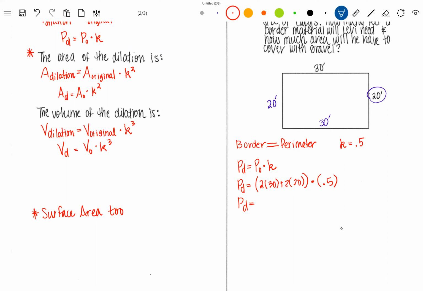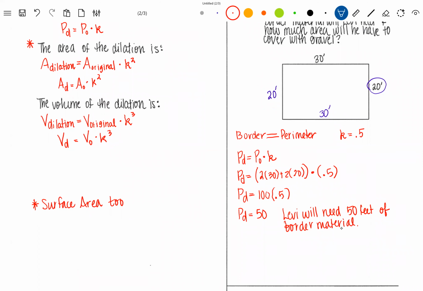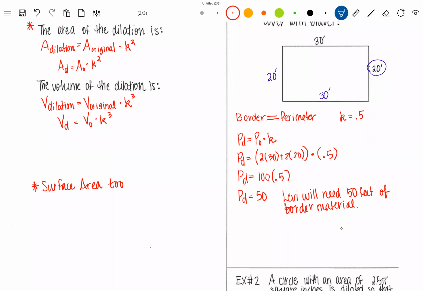So Cody's perimeter, 2 times 30 is 60, 2 times 20 is 40, 60 plus 40 is 100, times 0.5, which means if I scale down Cody's perimeter by half, Levi's perimeter is 50 feet. So Levi will need 50 feet of border material. He'll need half as much border material. Now, we assume that he'll also need half as much area.